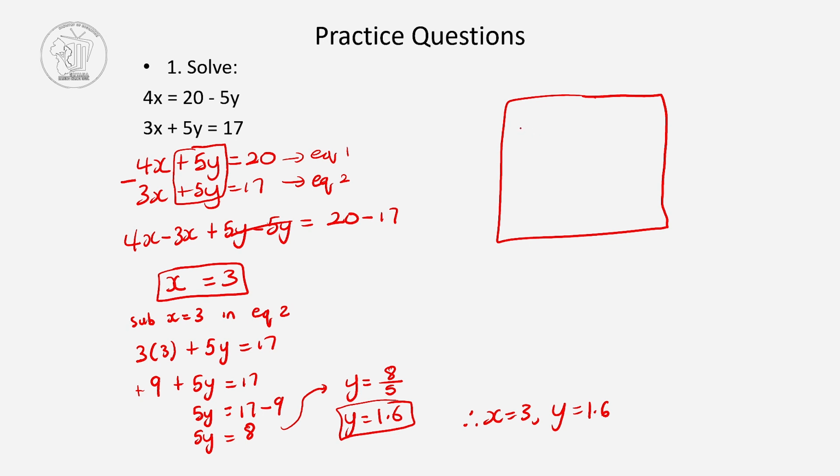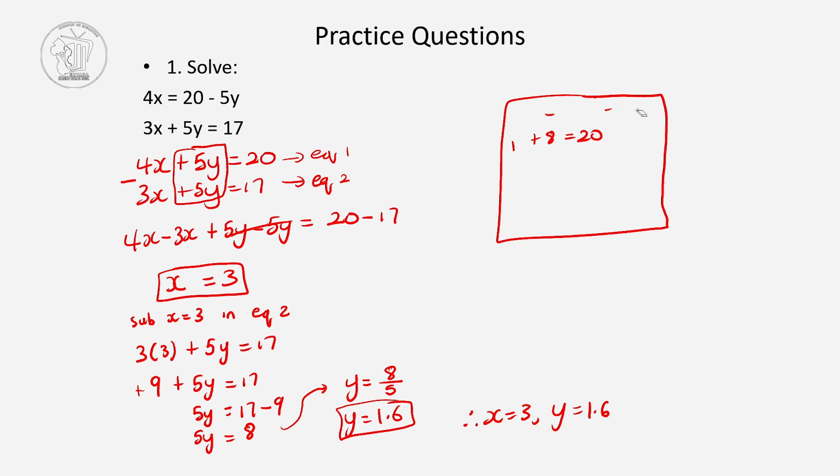So we have 4x plus 5y is equal to 20. So let's do that. We have x is equal to 3. So we'll have 4 times 3 plus 5 times 1.6 is equal to 20. So 4 times 3 is 12 plus 5 times 1.6 will give me 8. And that is equal to 20. So 12 plus 8 is equal to 20. So that checks out for that part.